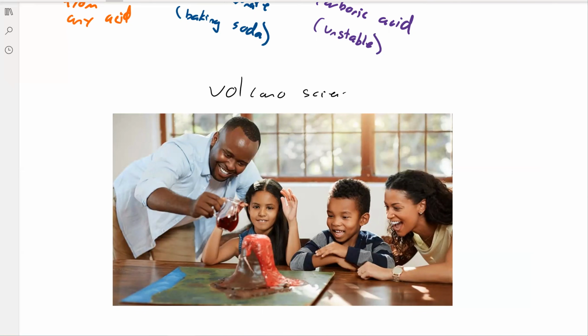So the volcano science experiment is an example of a neutralization reaction, and that's with vinegar, acetic acid, plus bicarbonate, baking soda.